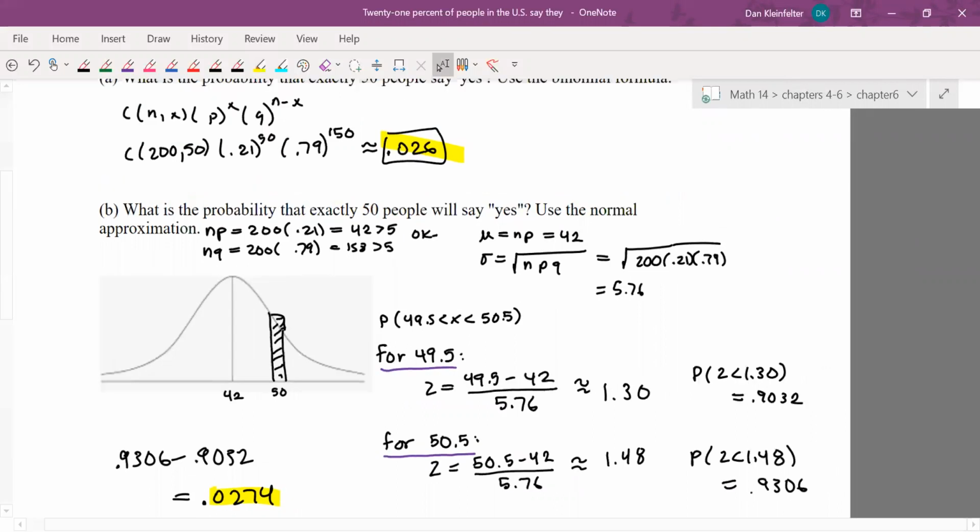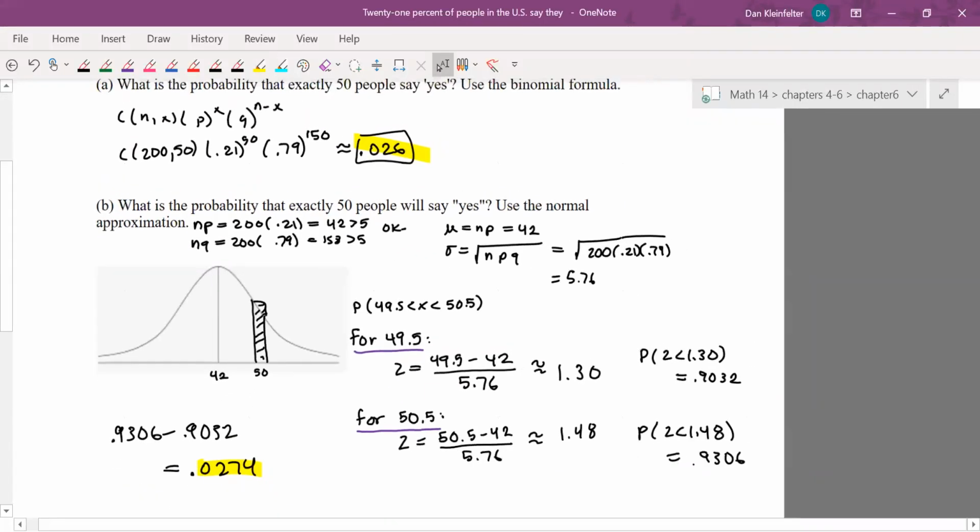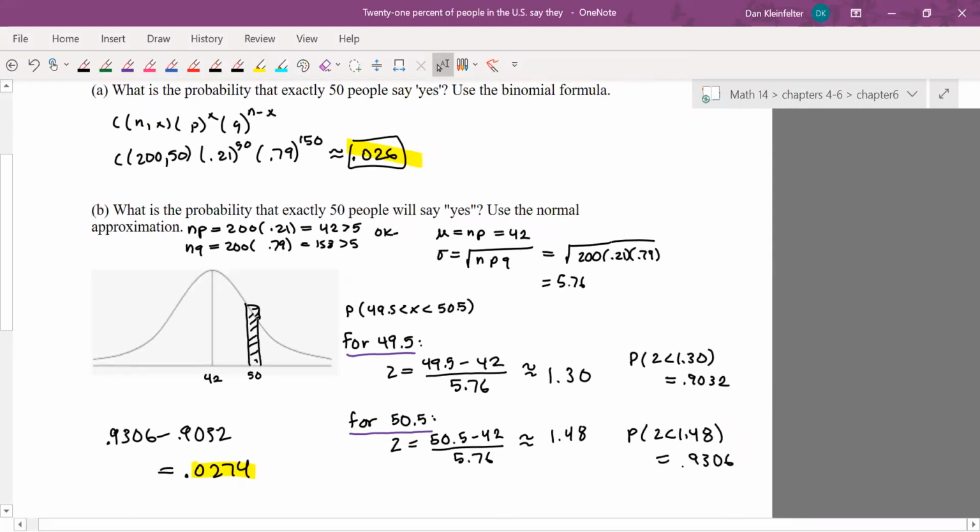So a natural question at this point is, why would we go to all that trouble when the binomial formula was pretty short, right? And on part B, we had to do the continuity correction thing. We had two different z-scores. We're looking at values in a table and everything. Two reasons. One is, let's say that your calculator is not able to do this combination, 200 choose 50, or 0.21 raised to the 50th power. That's going to be hard.